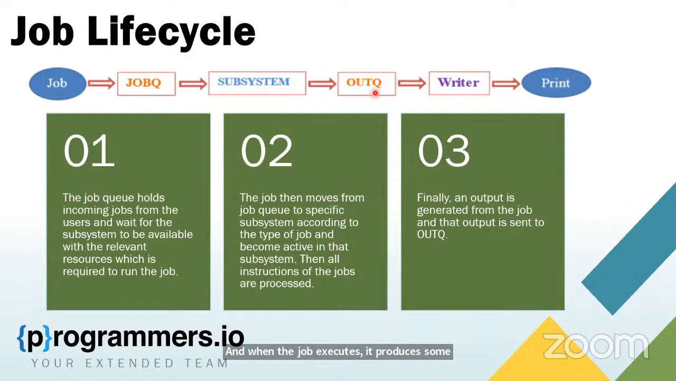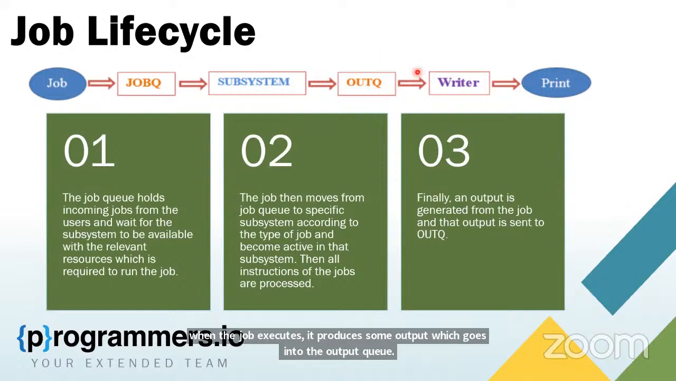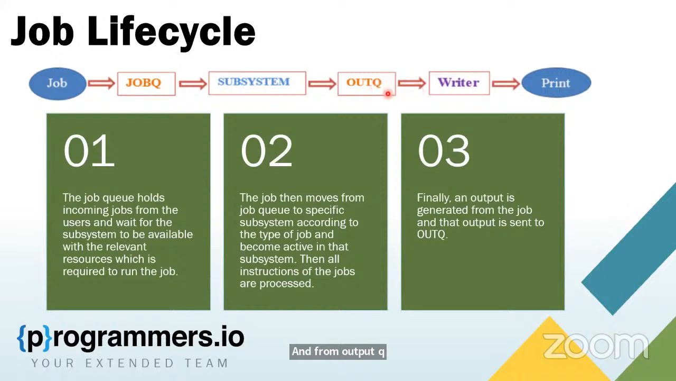And from the output queue, when the spool file is released, or even directly if the printer is available and free, the spool file goes to the printer. This is also a job kind of thing, a printer writer. It fetches from the output queue and then directs to the actual printer and prints.